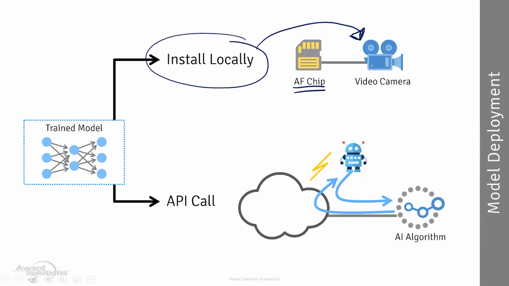The other way that we can deploy this is through an API call. So what I want you to think about there is I've got some cloud server someplace. Maybe this is Google, maybe this is Amazon, maybe this is Azure.